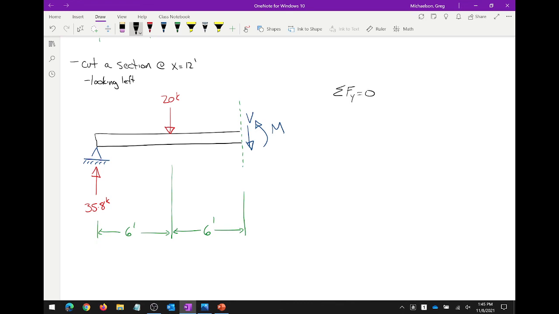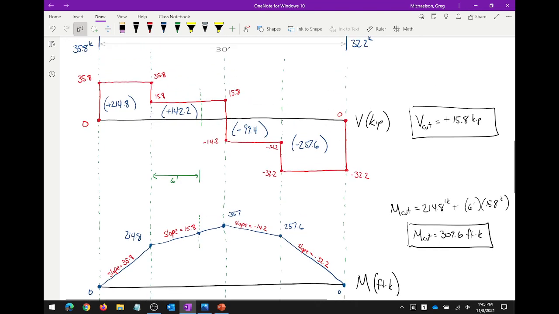Sum forces in the y direction, taking upward forces positive. 35.8 positive. Minus 20 negative because it's going down. Minus V is 0. What does V have to be for that equation to be true? What sign? Well, hold on. 15.8 kips minus V is 0. V has to be a positive number. Does that make sense? Does that match what we got up here? Yeah.